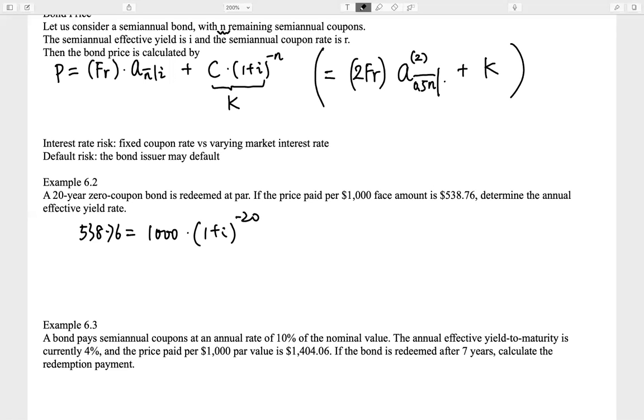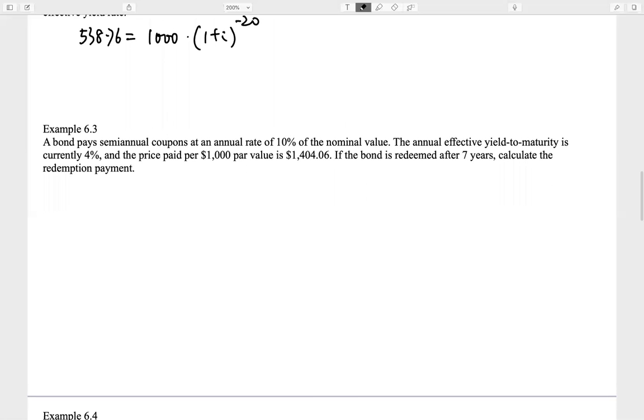Next, let's solve the next question. It's more meaningful. This has a bond that pays coupons at the annual rate of 10%. Again, it's semi-annual, so 2 coupons a year. Nominal interest rate is 10%, so the actual interest rate would be 5% for each coupon. I is 4%, but that is annual. The price, we know. The bond is redeemed after 7 years. Calculate the redemption payments.